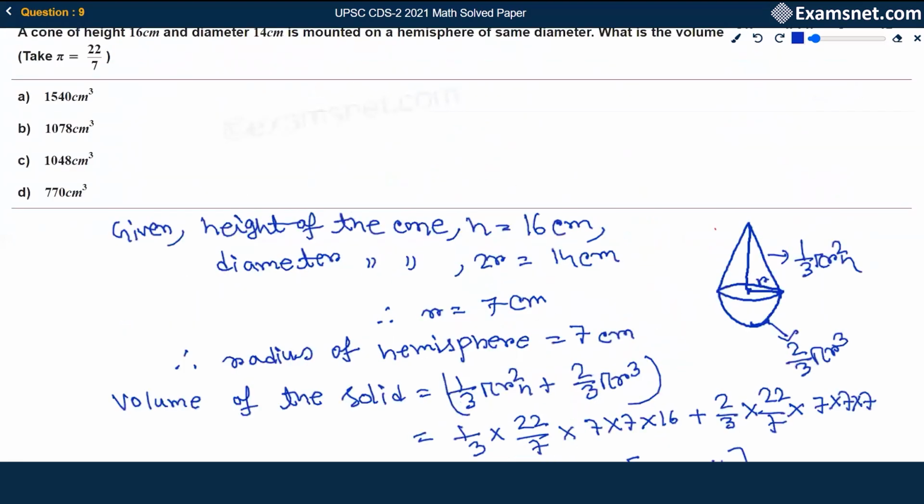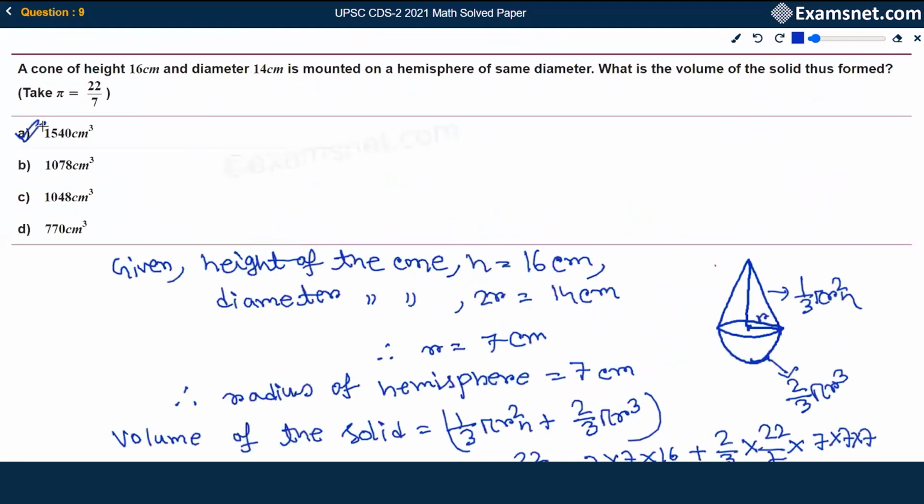This is the answer. Okay, so here option A is the correct answer. What is the volume of the solid? 1540 centimeter cube.